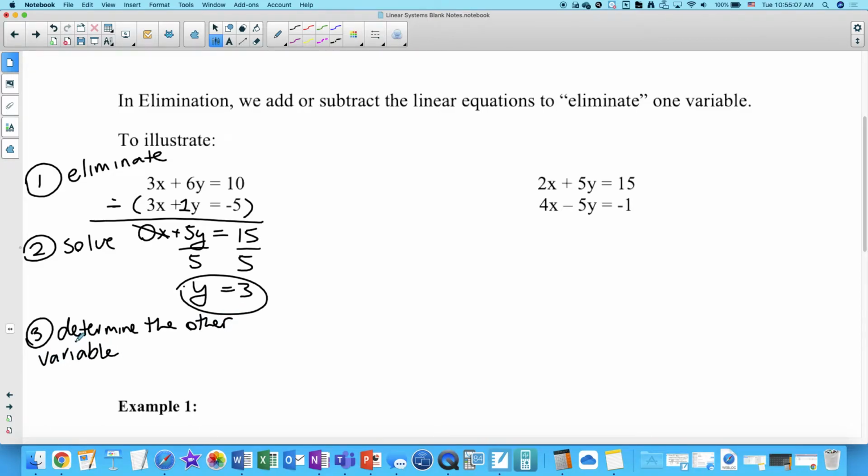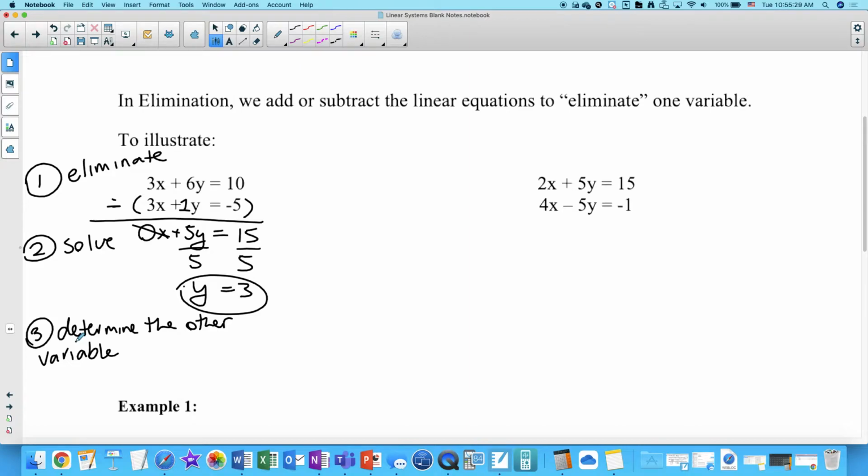Okay, and we actually have two choices when we determine the other variable. I'm going to talk about the second choice in a minute, but the one that we're going to do right now is essentially what we've been doing all along, which is we know that y equals 3, so we're going to plug that value into either equation to figure out what x is.